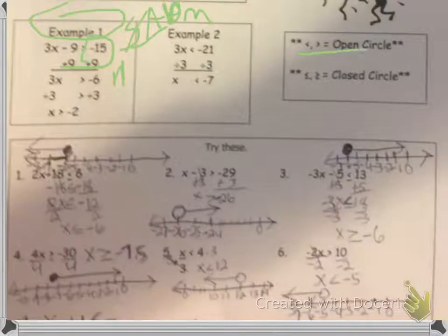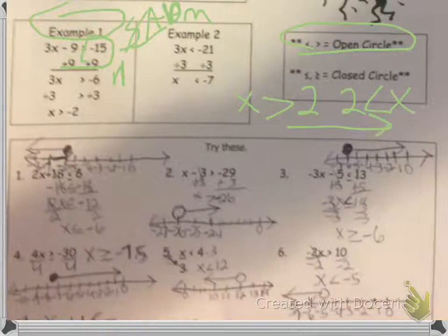Now when you start graphing them, if you got greater than or less than signs, it's open circle. Alright, if it's greater than, it's always facing the variable. So that would be greater than, and that would be greater than because it's facing the variable, and both of those will go to the right. Alright, less than is just the opposite.